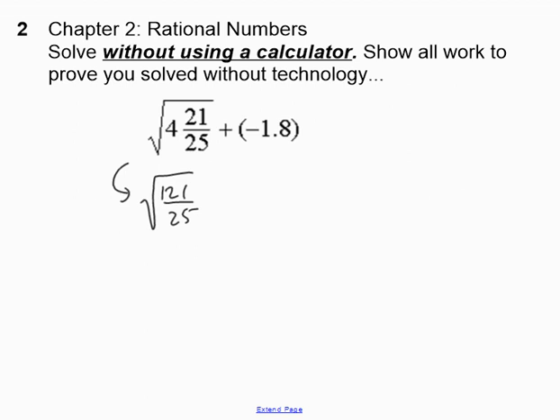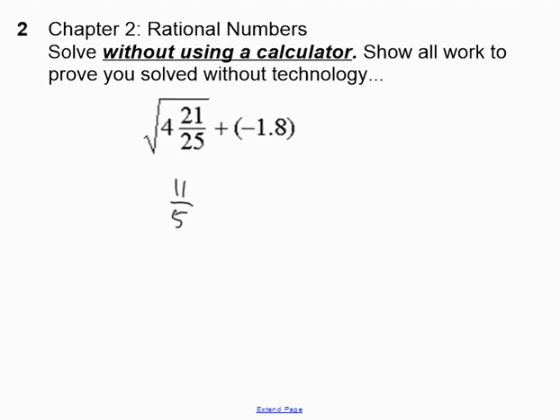And remember, the square root means what number times itself. So what fraction times itself is 121 over 25? The numerator is 11, because 11 times 11 is 121. The denominator is 5. So therefore, our answer is 11/5, right? So 11/5 is what the square root of 4 and 21/25 is.